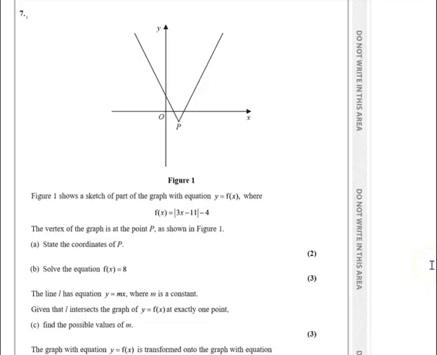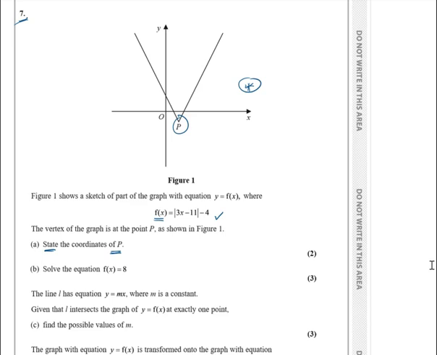All right, question 7. You have a function f of x given by the modulus of 3x minus 11, minus 4, and the graph is given here. The first question is to find the coordinates of P. P is the vertex point of the graph. The question says "state".